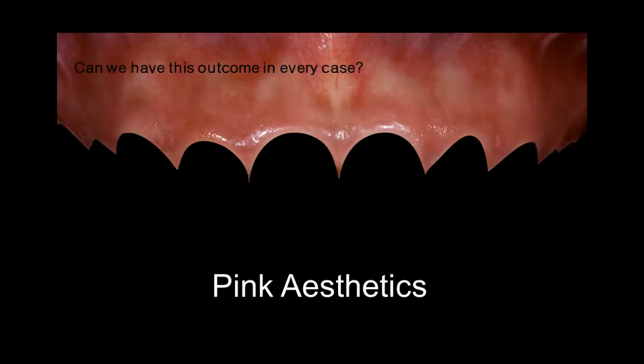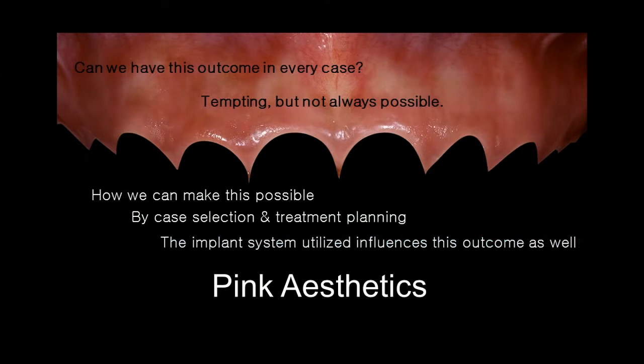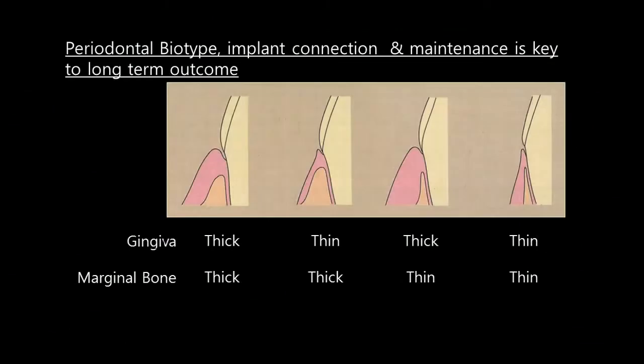So the question becomes, can we have this outcome every time? And as you all know, it's really not always possible, but how we can make this possible is the point and the challenge. Case selection and treatment planning is absolutely key, and the implant system utilized definitely influences the outcome as well. Okay, so let's get going. Periodontal biotypes are absolutely key as well.